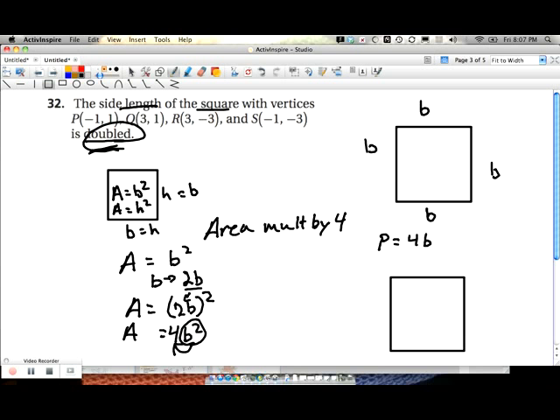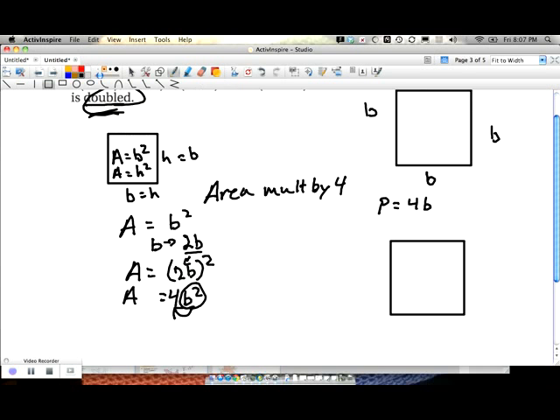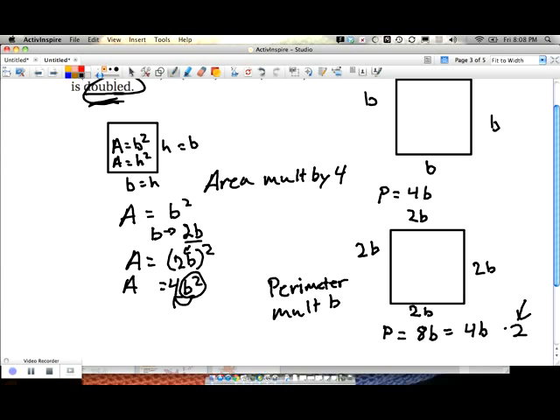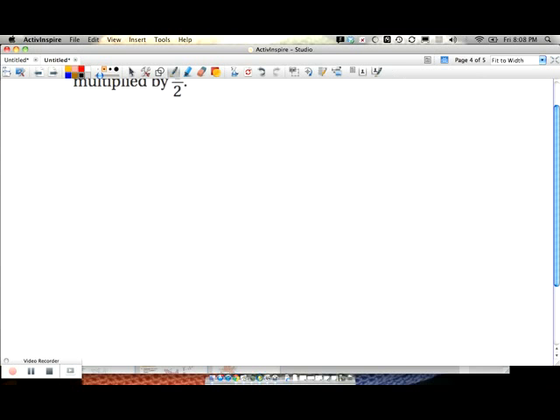This is not b anymore. It's going to be 2b, 2b, 2b, and 2b. If I add up all those together, that equals 8b, which is really 4b, my original one, times 2. So it also was doubled. So the perimeter is also multiplied by 2. Okay. So perimeter seems to maintain the same kind of thing, and the area seems to get a little bit bigger.